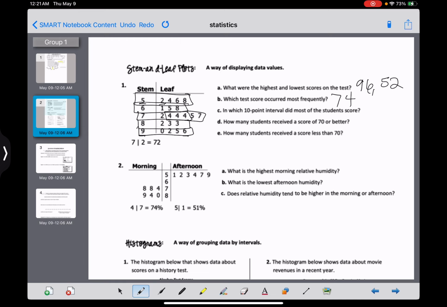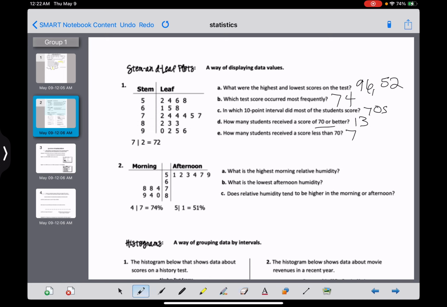So it's asking specifically about that in part C. And it says which one did most of the students score. And you can see there's more data in the 7 section, so the 70s is the highest there. If it's asking for how many students received a score of 70 or better, you can just count every kid who got more than 70. In this case, there were 13 answers. And then how many received less than that? So again, opposite thing, just count the lower end of the spectrum there.